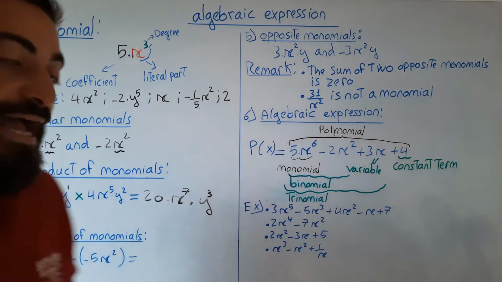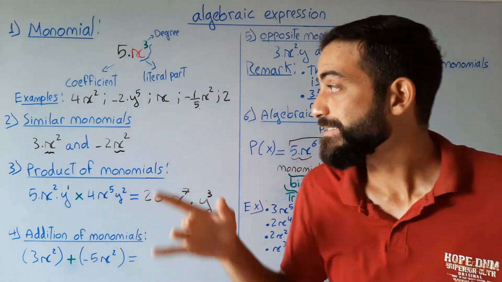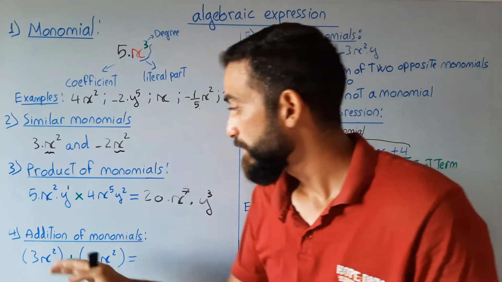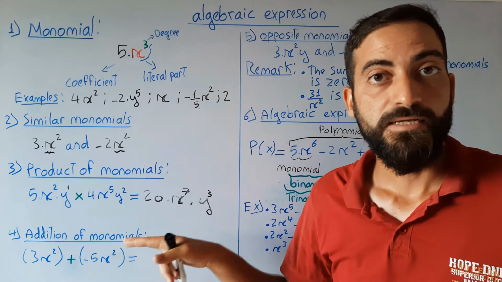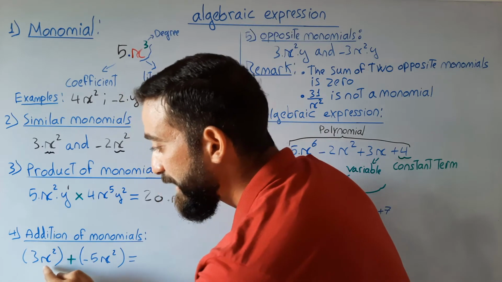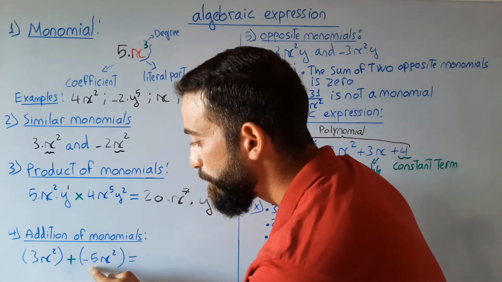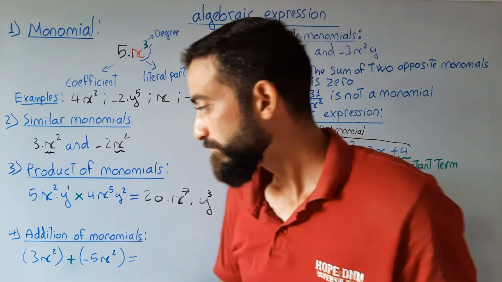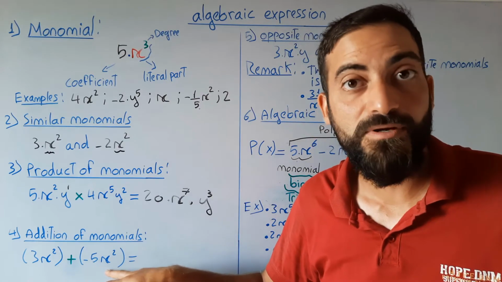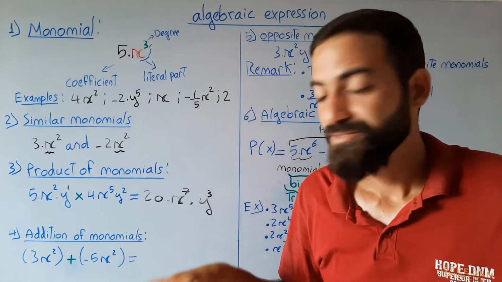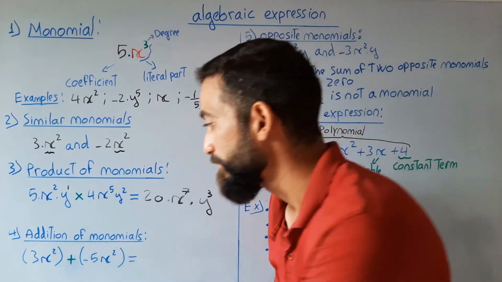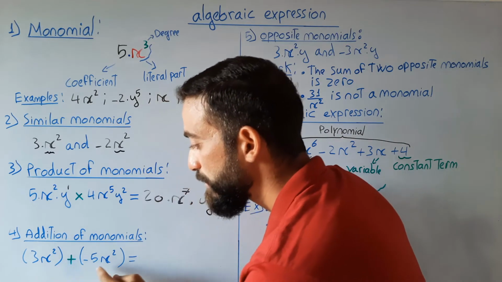Addition of monomials. Only similar monomials can be added or subtracted. Example: 3x² plus minus 5x². The monomials 3x² and minus 5x² are similar monomials. So they can be added or subtracted because they are similar monomials, x², x².